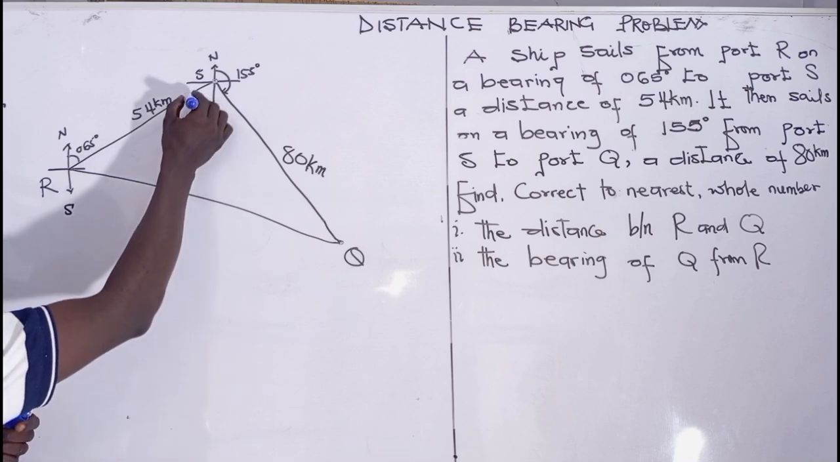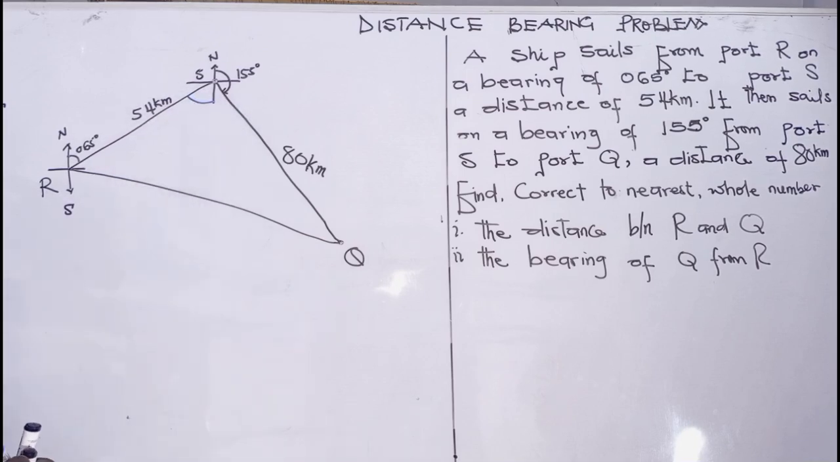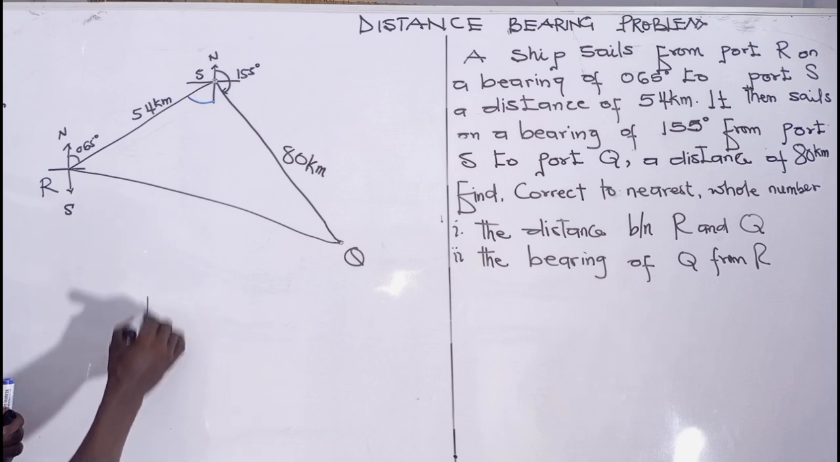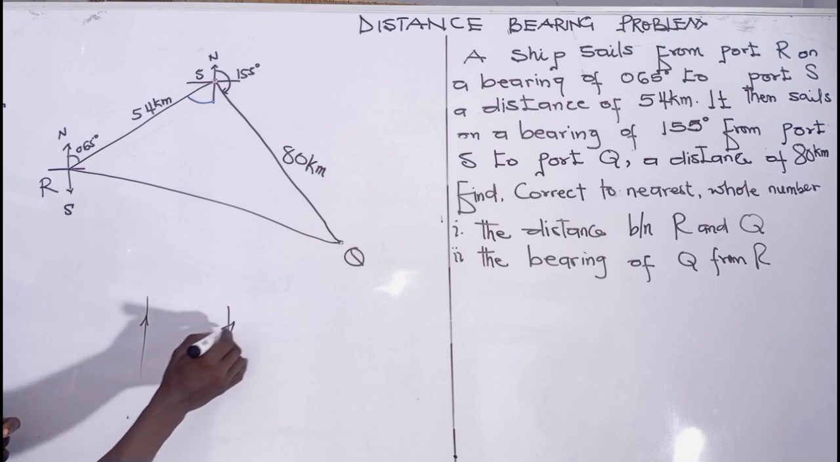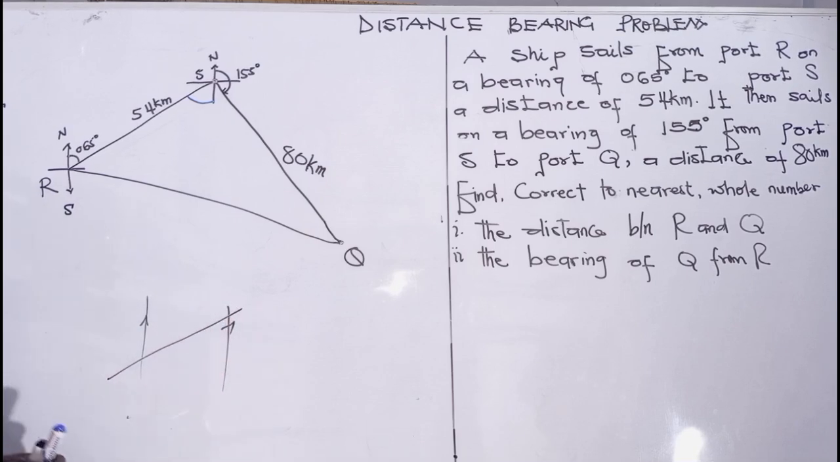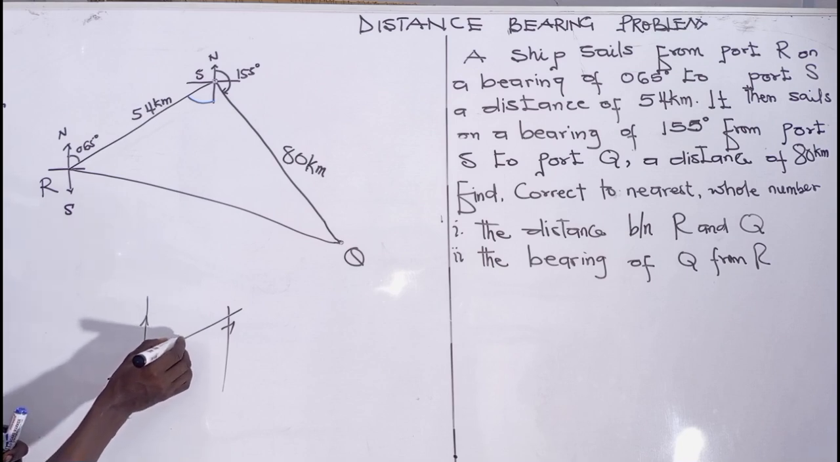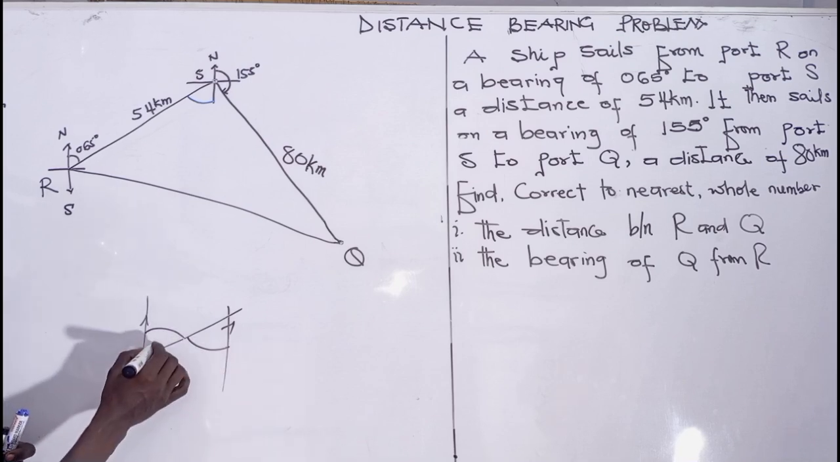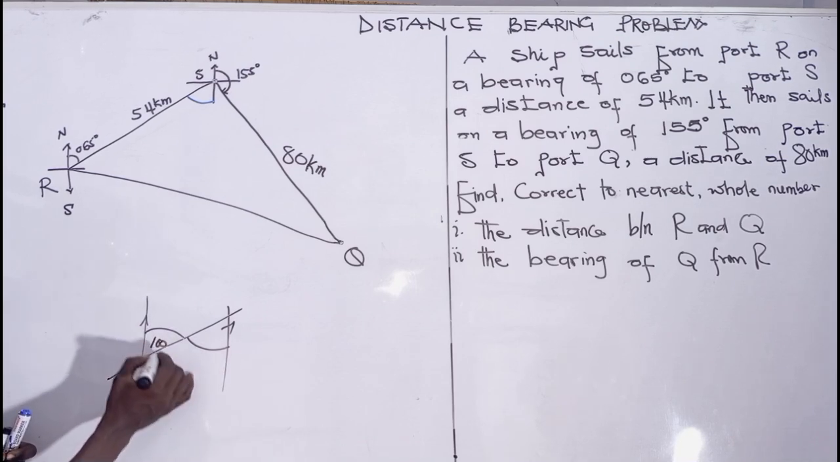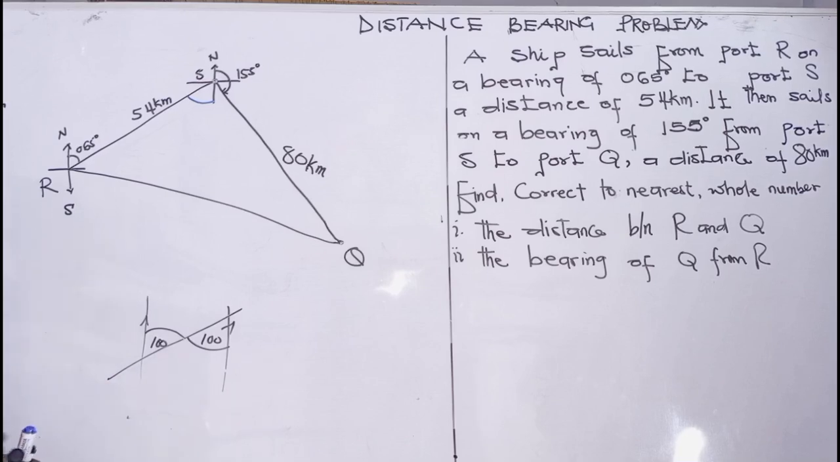So in finding this angle, we are going to apply the alternate angle concept, which says that when you have two parallel lines being intersected by a transversal line, angle properties are formed. One of them that we are going to use is the alternate angle, which says that the angle formed here is equal to the angle formed here. So if this angle is 100 degrees, definitely this angle is also going to be 100 degrees. So we are going to apply this concept to find this angle.